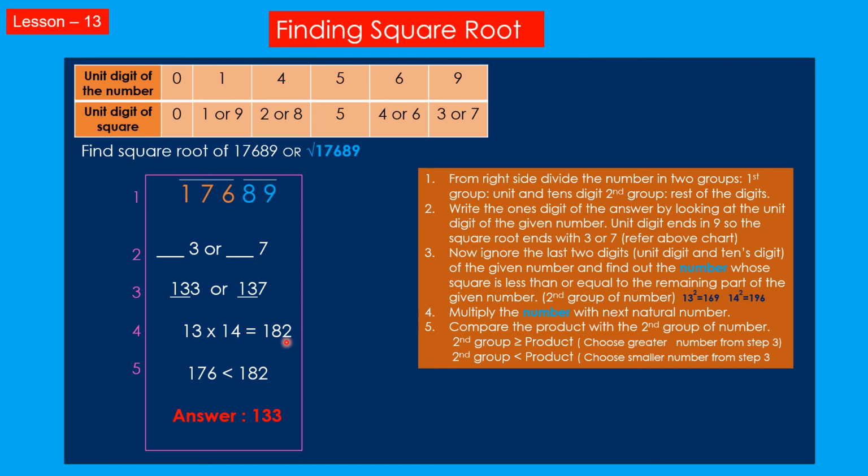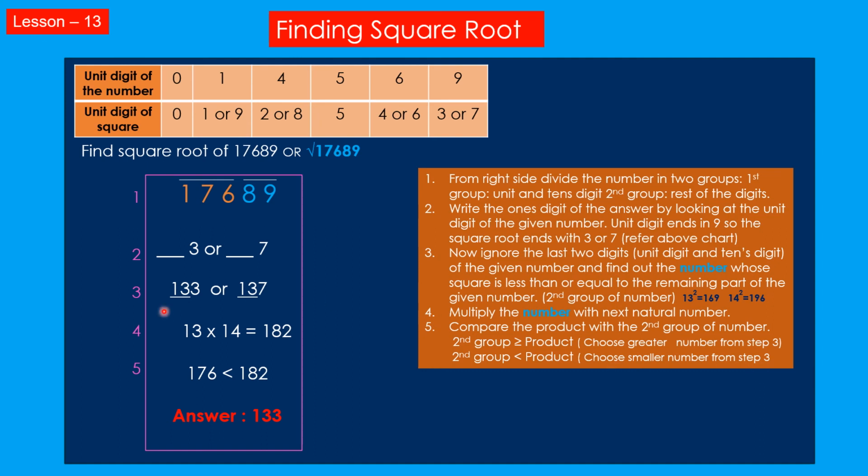The last step is to compare the product with the remaining digits of the number, that is 176, the second group of digits. If the second group is more than the product, then you choose the greater number, out of these two, whichever is greater. And if the second group is less than the product, then you choose the smaller number.